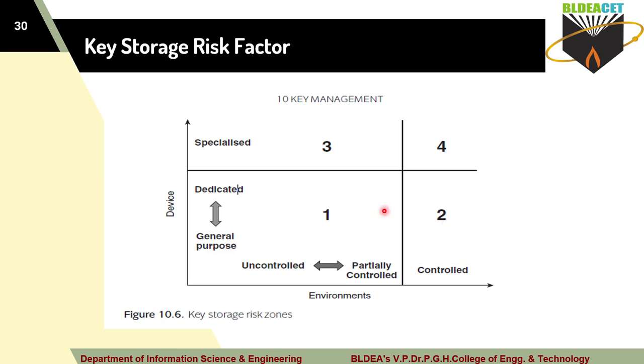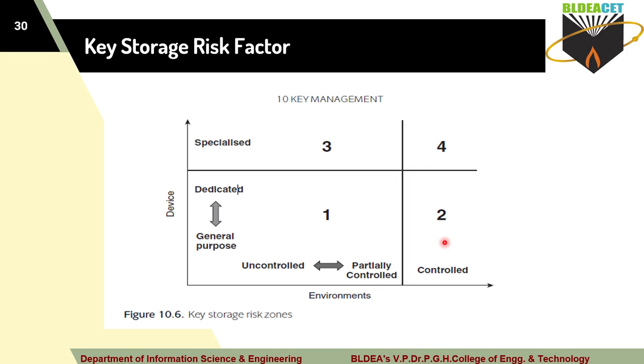This is zone 1, zone 2, zone 3 and zone 4. Zone 1. As you know, here come uncontrolled and partially controlled environments, with general purpose and dedicated devices. In this zone you require low-level security. That security may be the password or the PIN. With the help of that you can provide the security. That much is enough here.